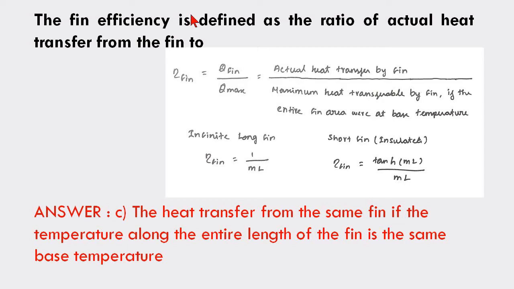Okay, so this is the direct formula of the efficiency of the fin. That is, efficiency of the fin equals Q fin divided by Q max. So that is equal to actual heat transfer by the fin divided by maximum heat transferable by the fin if the entire fin area were at base temperature, okay? If the entire area is at base temperature, it is considered as the maximum heat transferable by the fin. Also, for an infinitely long fin, the efficiency formula is efficiency of the fin equal to 1 divided by ml. For a short fin with insulated tip, efficiency of the fin equals tanh ml divided by ml.